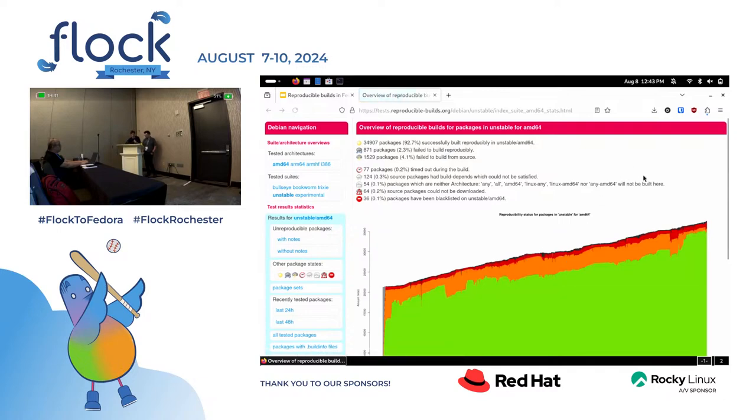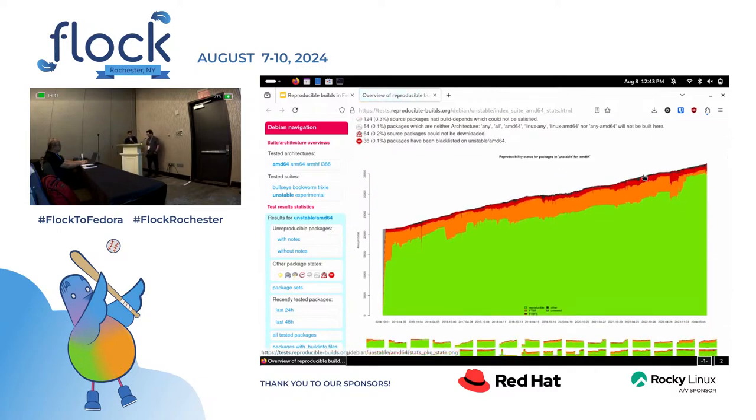Yes. So it'd be nice to have something like this. And this is very nice because you can see that over time, as the number of packages grows, the reproducibility, so the fraction of the green compared to the total, also slowly grows.